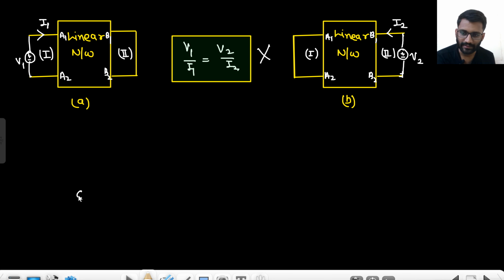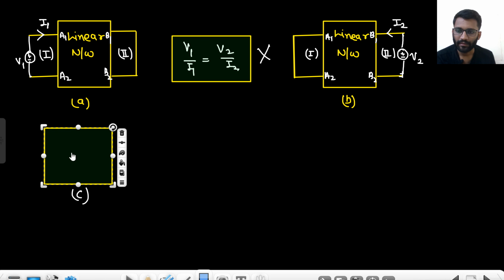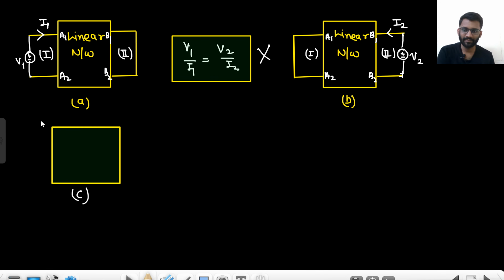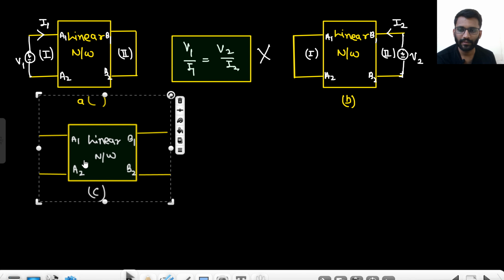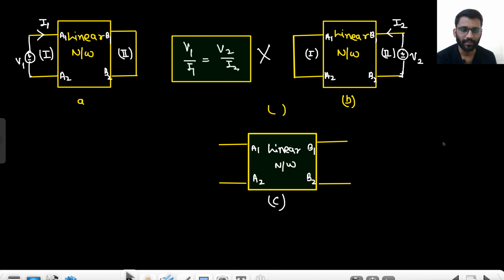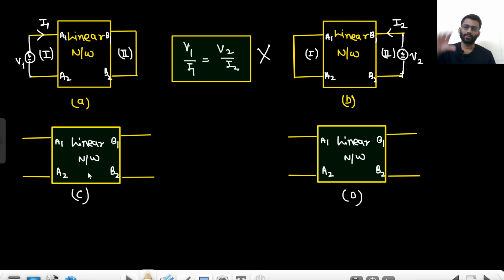Let's just make a circuit C. The same linear network we are making. The same linear network it is. A1, A2, B1, B2. Now if I apply, I will copy the same circuit at this side as well. Let me pause it. Yeah, so the same circuit is there.